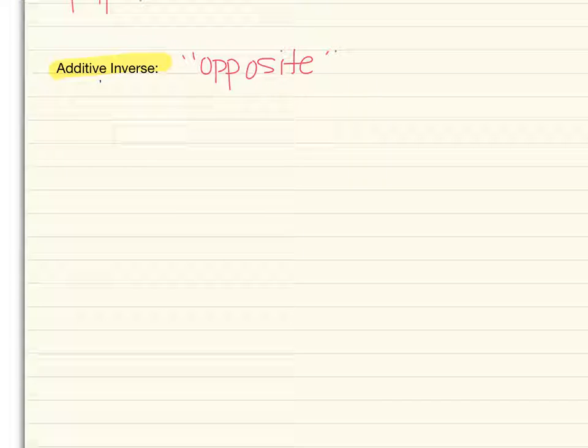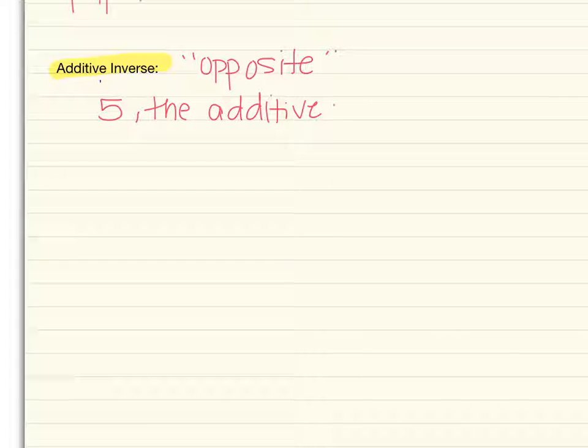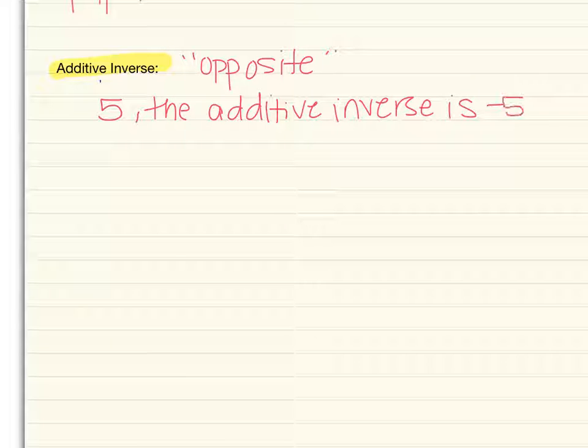So for example, let's say we have the number 5. Well, the additive inverse, or the opposite of 5, would be -5. So for the number 5, the additive inverse is -5. Okay? And the other thing that the additive inverse tells us, the reason we know that is true, is because if we added those two things together, we would always get 0. So 5 plus -5 equals 0.